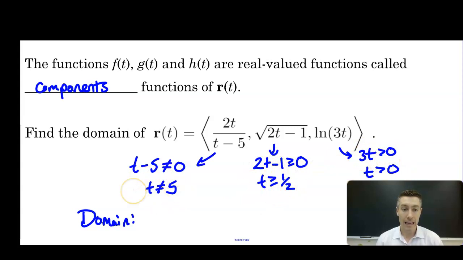And then t cannot be equal to 5, which is part of being greater than or equal to 1/2. So using interval notation, our domain would be 1/2 to 5 and 5 to infinity. If we needed to, we could write t greater than or equal to 1/2 and t not equal to 5. That would be sufficient, but it is much nicer to write it in interval notation, in my opinion.